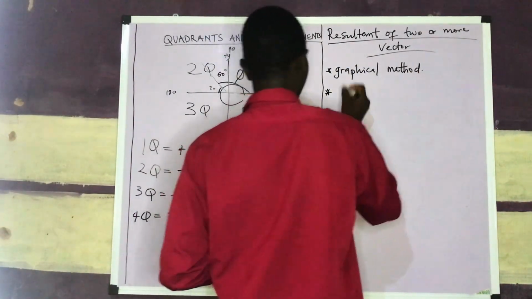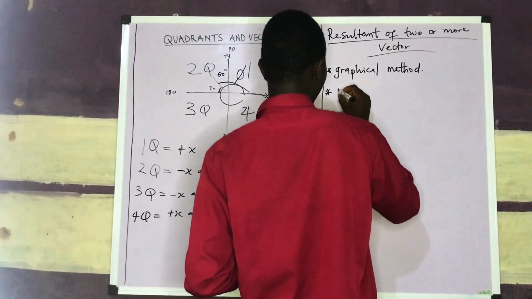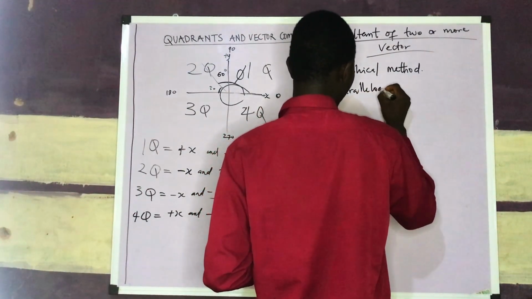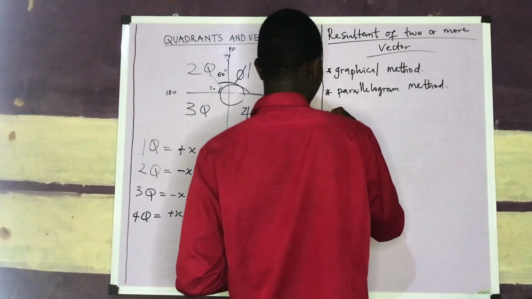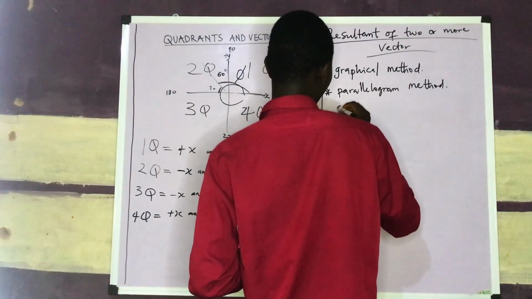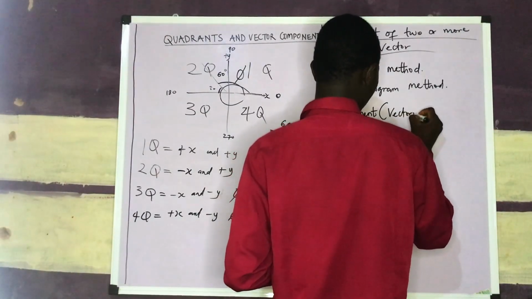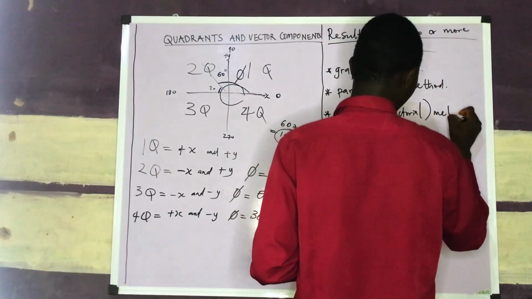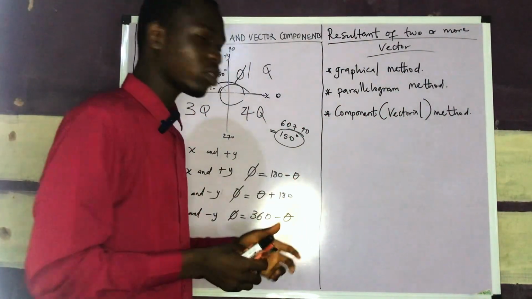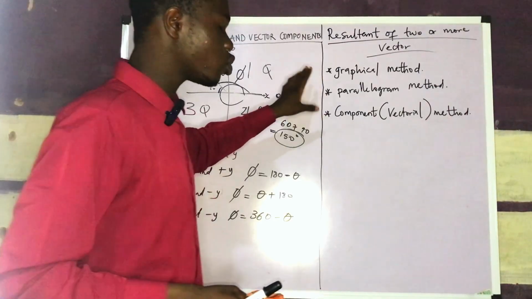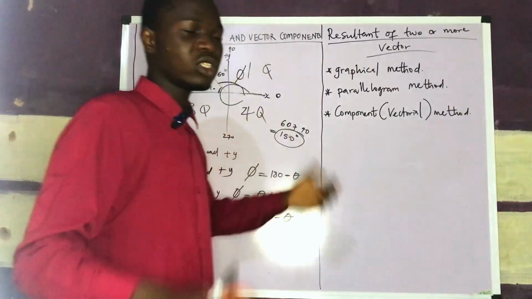Number two, we have the parallelogram method. And third, we have the component or vectorial method. So these are the three methods you can use to resolve two or more vectors, so that you can get your resultant vector.